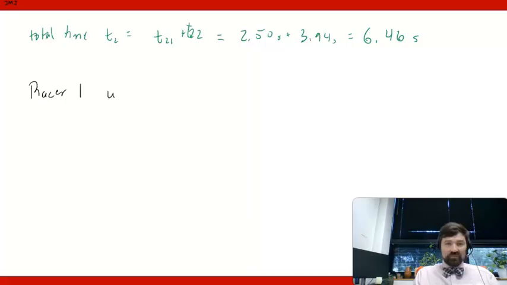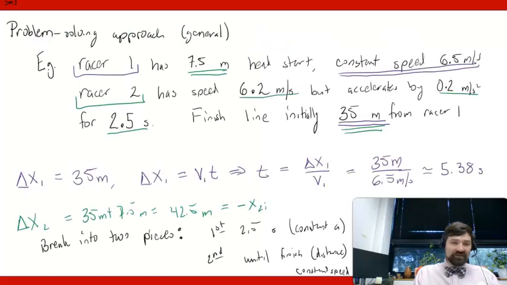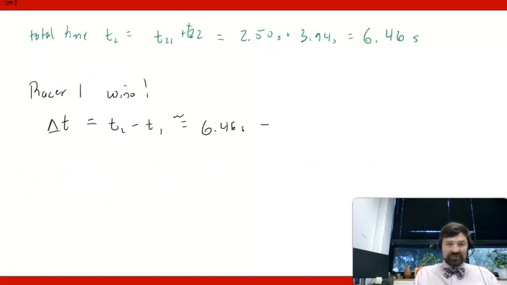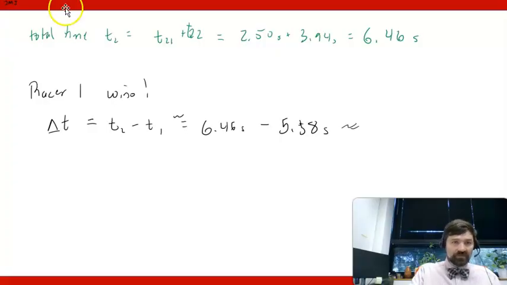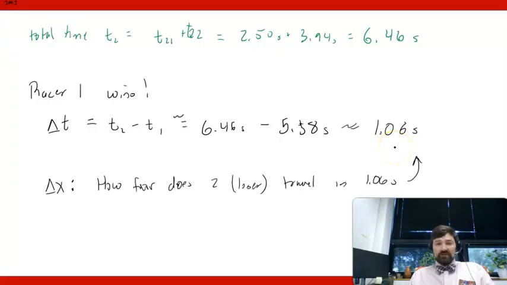Racer 1 wins. The difference in time between the two would be basically T2 minus T1, 6.46 seconds roughly, minus 5.38 seconds. So plug that in. You get that 1 crosses 1.06 seconds ahead of 2.